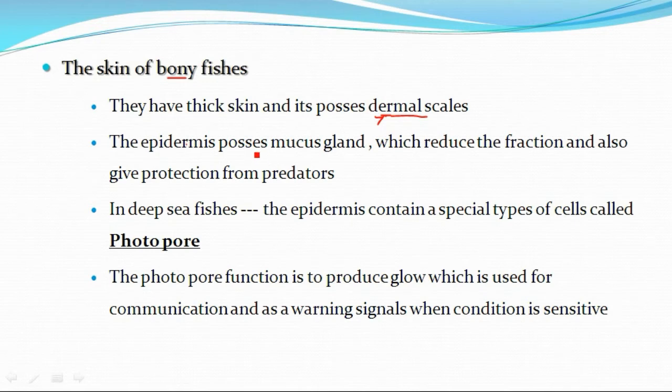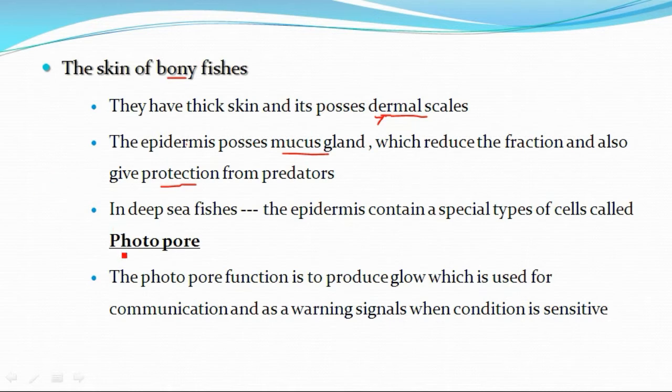The epidermis produces mucus, and they also have mucus glands present in their skin, which produce friction and give protection from predators. In deep-sea fishes, the ones which live at the bottom of the sea, the epidermis contains a special type of cell.